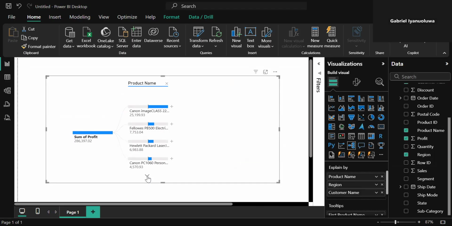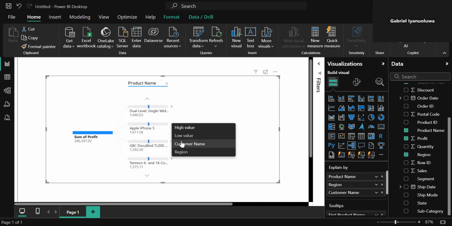So I can pick any product, just click on any product. Maybe I want to work with a home product from here. It depends on any product they ask you to work with. So let me work with this Apple iPhone 5. When I click on it, I want to click on the high values, maybe iPhone 5. Let me work with the customers that make the most sales concerning this Apple iPhone 5.